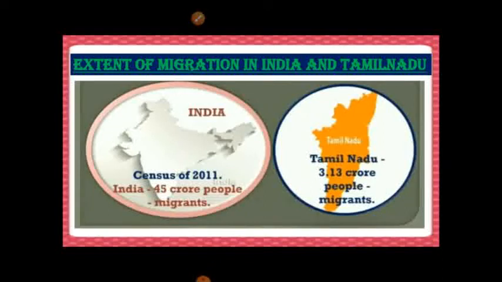In India, the census of 2011 enumerated a total population of 121 crores, of which 45 crore people were reported as migrants according to the definition of the place of last residence. Similarly, in Tamil Nadu, out of 7.2 crore people, 3.13 crore people were counted as migrants in 2011. That is, the percentage of migrants was 37% in the country, while it was at a much higher rate in Tamil Nadu at 43%.